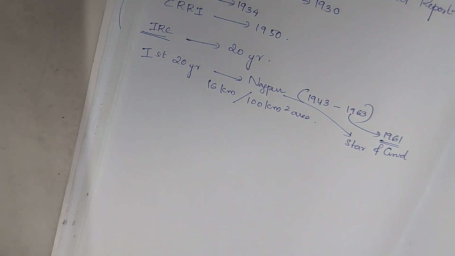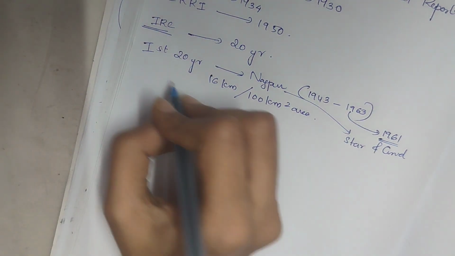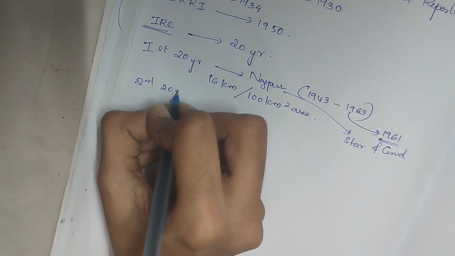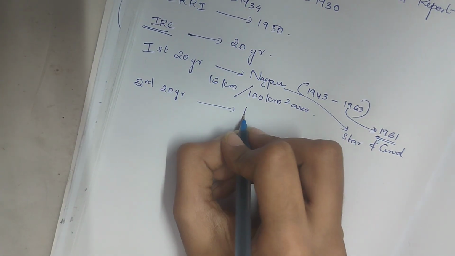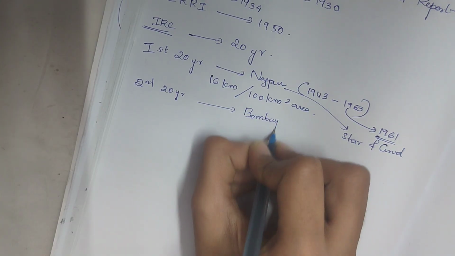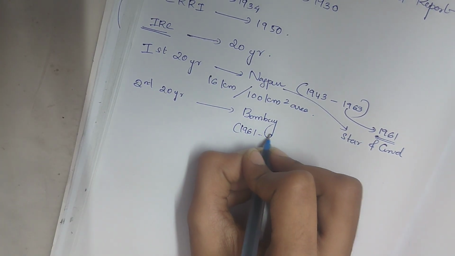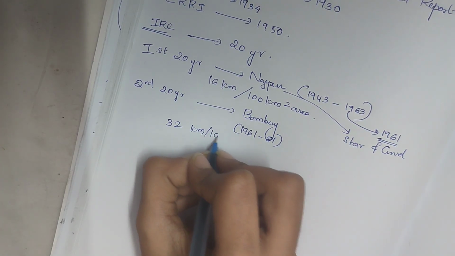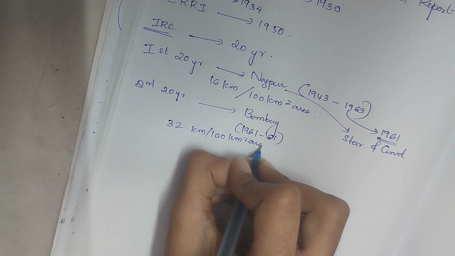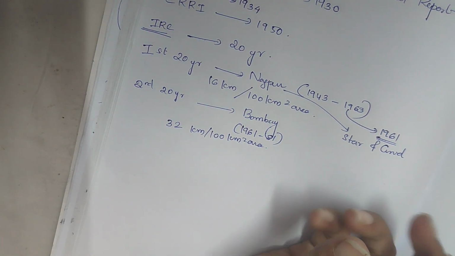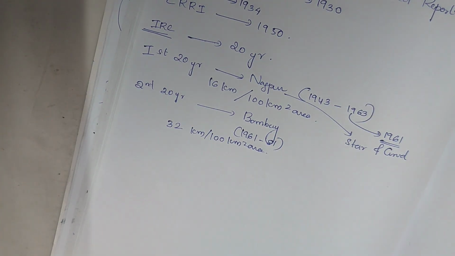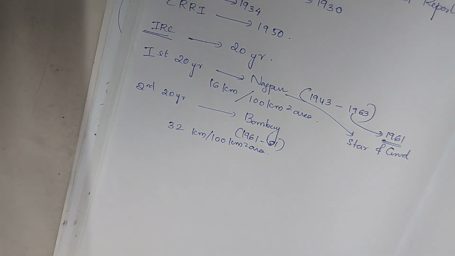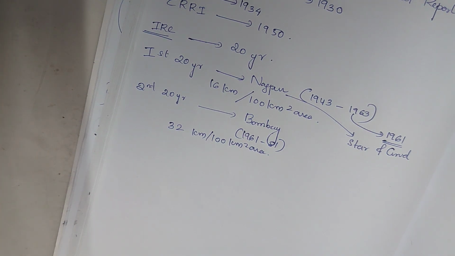And then came the second 20-year road development plan, called Bombay Road Plan. It was from the year 1961 to 1981, and its target included 32 km per 100 km square area. Here also roads were classified into 5 categories: national highway, state highway, major district road, other district road and village road. Planning of expressways was done; expressways were planned only, construction was not done.